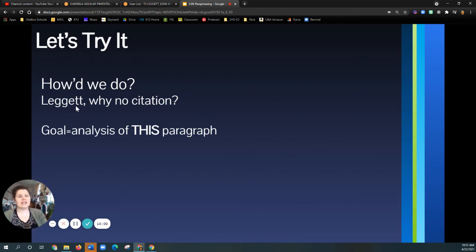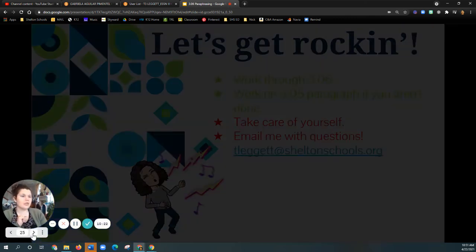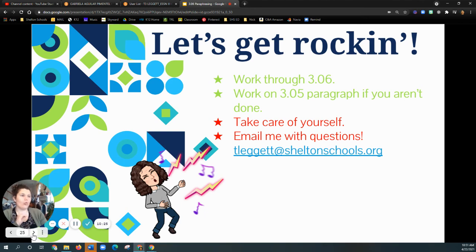You might be saying, Leggett, why didn't we cite it? And that's because the goal of my example was just to look at analysis. Wasn't attributing that to anyone specifically, but it's always a good idea to take the author or the person who is speaking and put that in parentheses at the end. When in doubt, cite it.